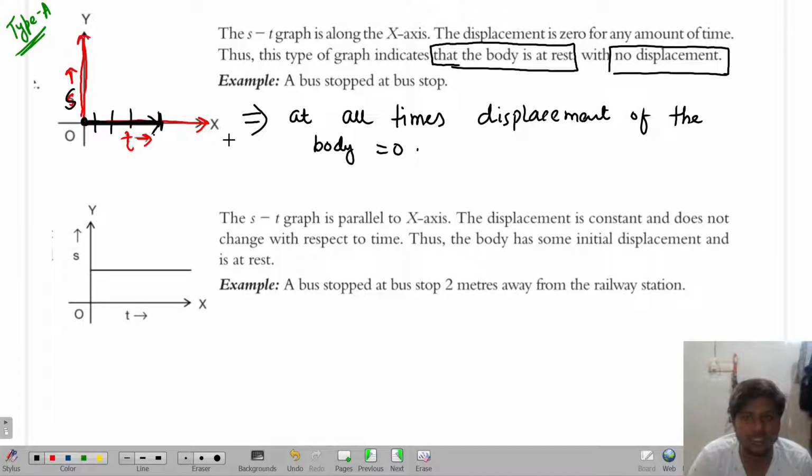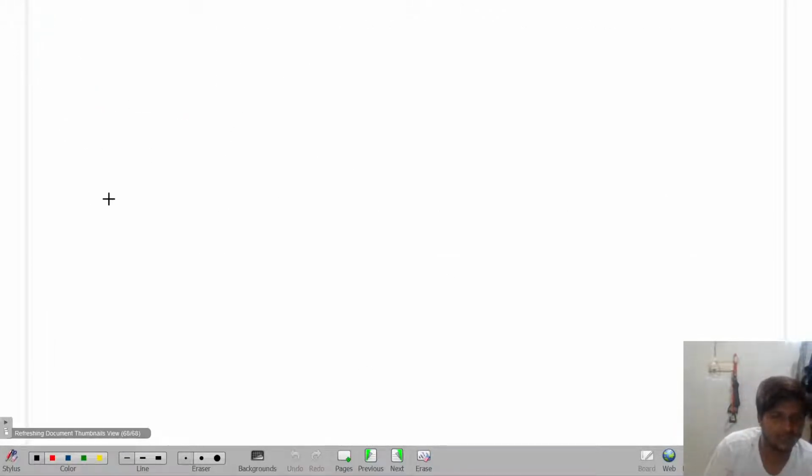Got it or not? So if a body has no displacement, means 0 displacement, then it will have a flat graph. I will take one example. Let's suppose this is my road. Okay.